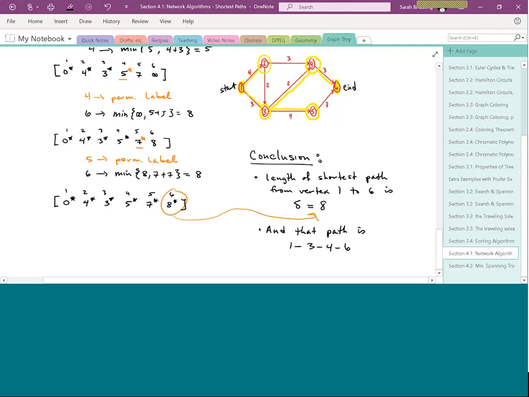So this is a spanning tree where at each one of the internal vertices or leaves, it's the shortest distance from this starting vertex, from the root, out.